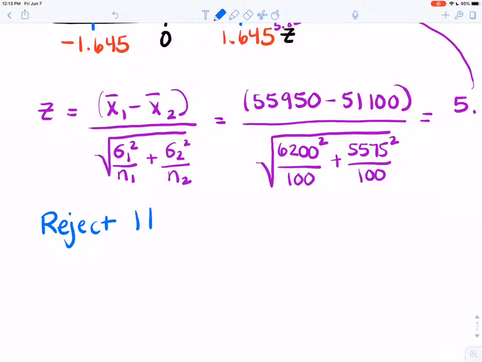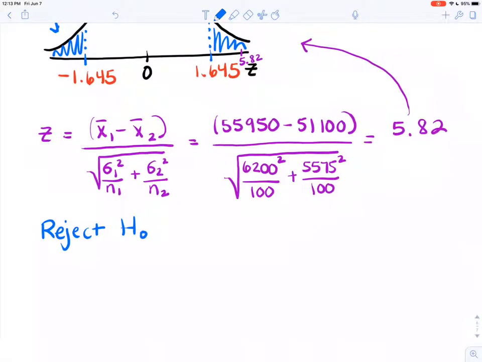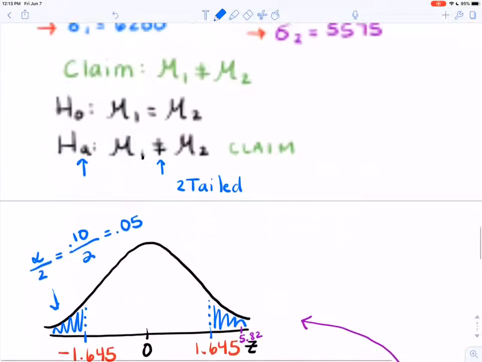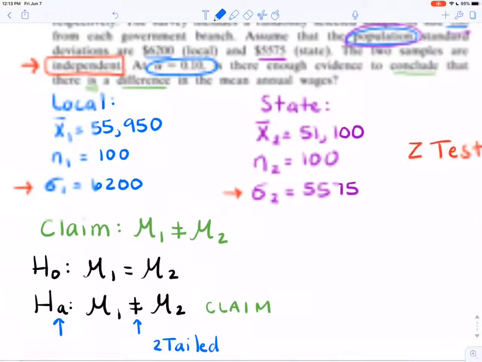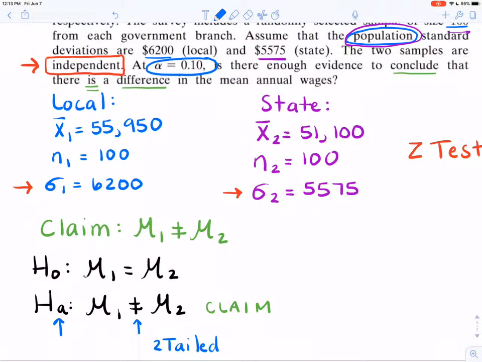If I were in the unshaded region, the only difference would be my test fails, and I would state failed to reject the null hypothesis. Now, your last step is to interpret the results or make sure you answer the question that's being asked here. Is there enough evidence to conclude that there is a difference? Right? So our decision here said reject the null hypothesis.